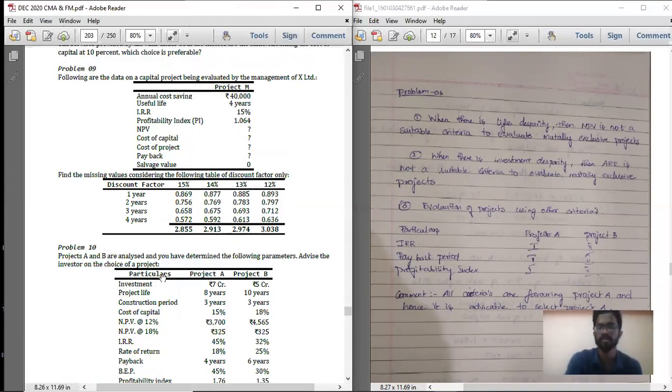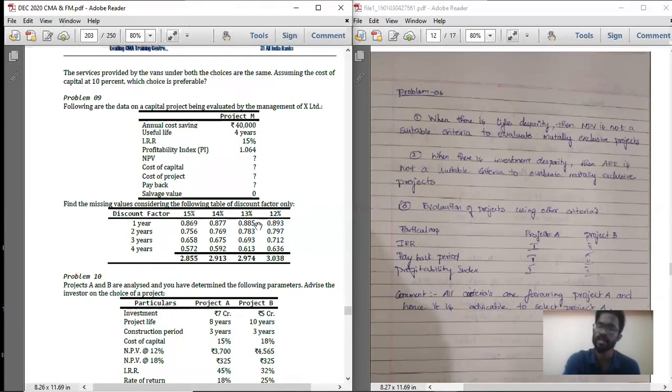When they give a question telling you to select which project is preferable, or just advise on which project is preferable, and the 2 projects' investments are different, don't use ARR to evaluate the projects. And if the project lives are different, don't use NPV to evaluate the projects. You can go with IRR, or some other criteria. You can even go with profitability index or payback period, but don't go with the NPV method if there are 2 project lives.